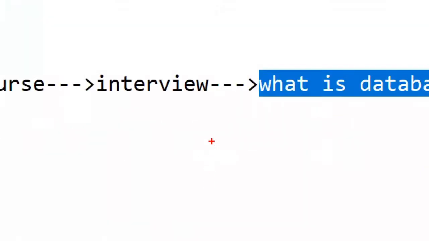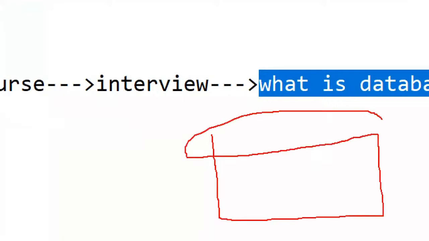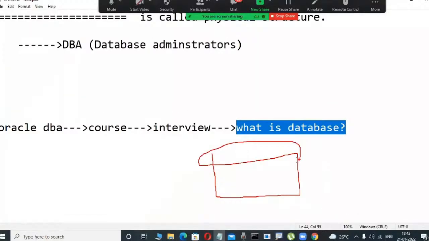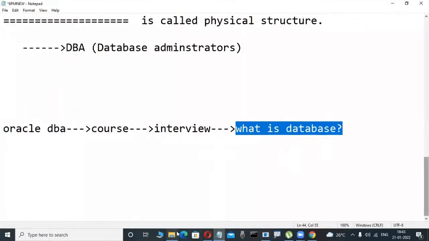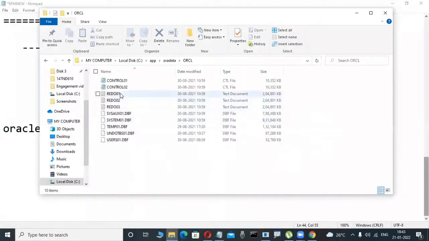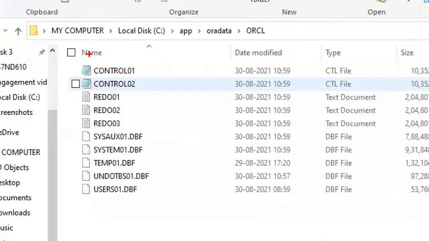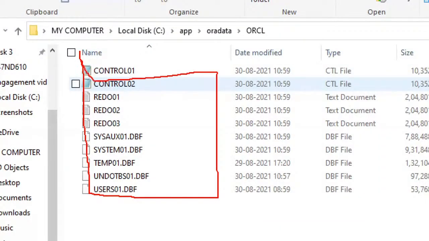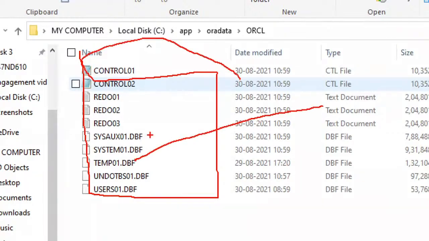Whenever I'm installing Oracle software, some physical files are automatically created on a disk that is visible. That is what is observed here: data files, control files, redo log files are there. That's why, from the database administrator's point of view, a database is a collection of data files, control files, and redo log files. That is the physical side, in the SQL drive, D drive, where only data is stored.